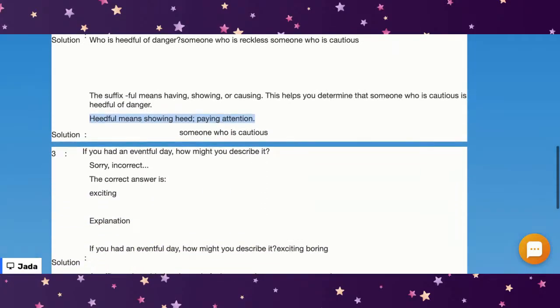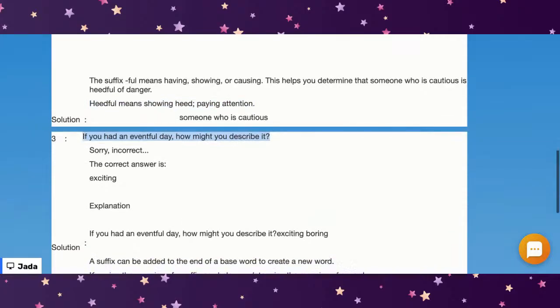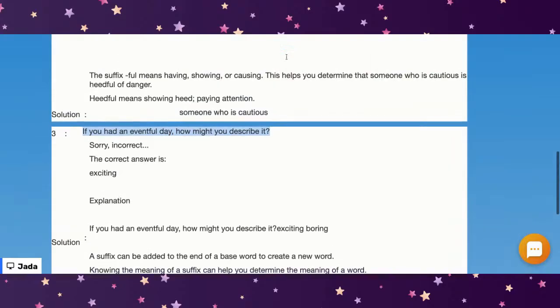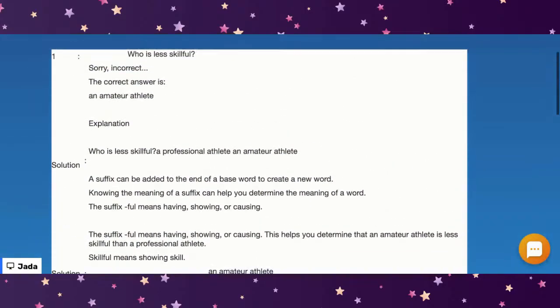Someone who's very cautious. If you had an eventful day, how might you describe it? It means that you would describe it as an exciting day. Okay. So if your day is eventful, it means that you had lots of events, it was interesting, it was exciting. So that's what an eventful day means.